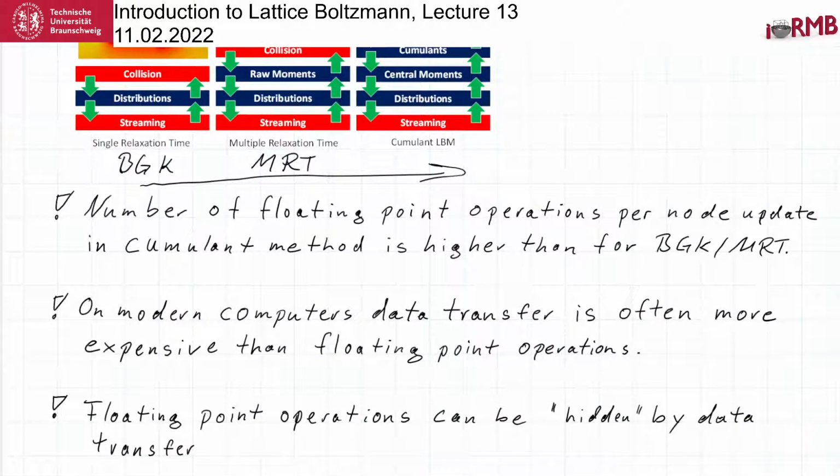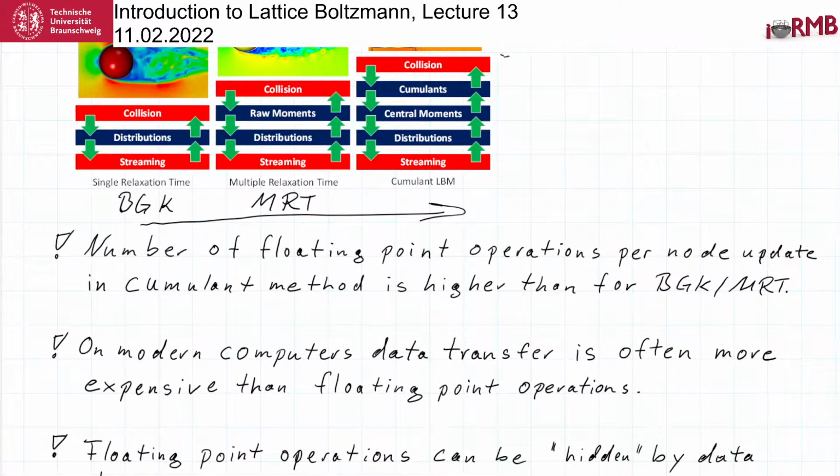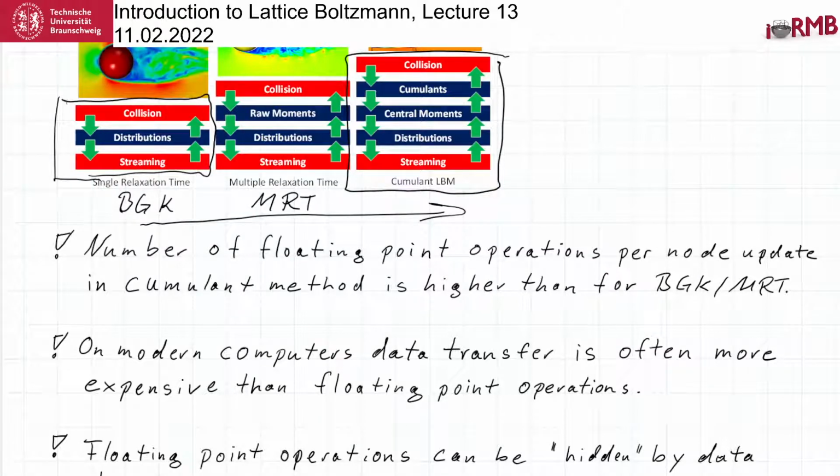challenges that we have with using the cumulant method is that, of course, the number of floating point operations in each node update. So this is basically what we have to do in one node update. You see this here. We have the distribution. We compute central moments. Then we compute cumulants. Then we do the collision. Then we do everything back again. And then we do the streaming. Whereas in the BGK methods, we just have streaming. We use the distribution directly in the collision, so no transformation. And this is, of course, much simpler.